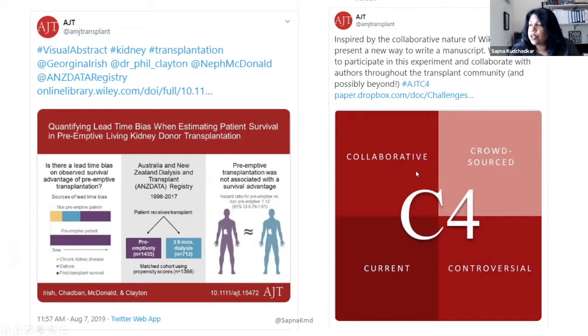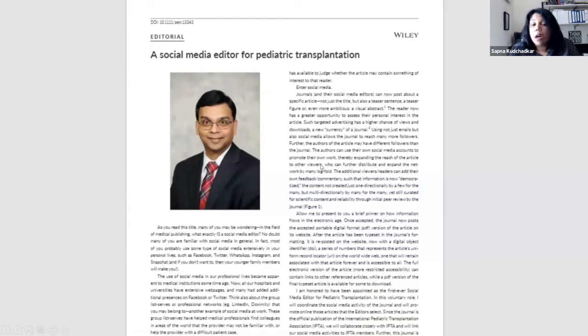Also, the American Journal of Transplant had this really cool collaborative way of submitting manuscripts and collaborating with the transplant community. They actually had a Dropbox link that was used for that, so they used that modality on the social media platform to advertise it. There are transplant journals now with social media editors. The Pediatric Transplantation Journal just recently announced that they have a social media editor.